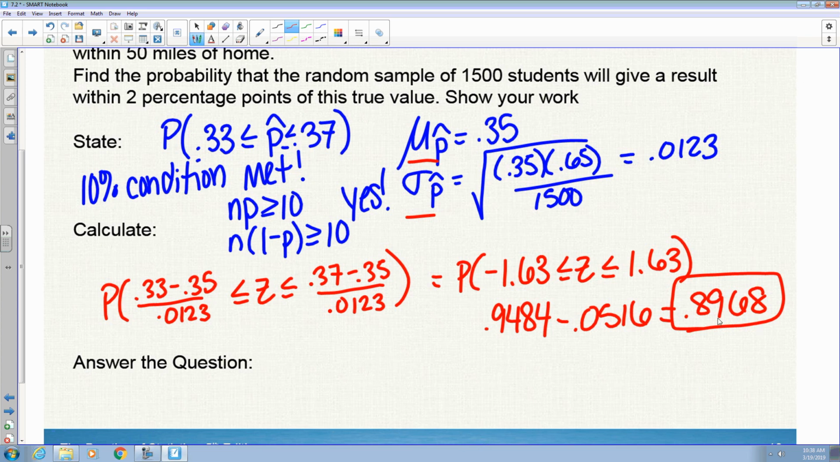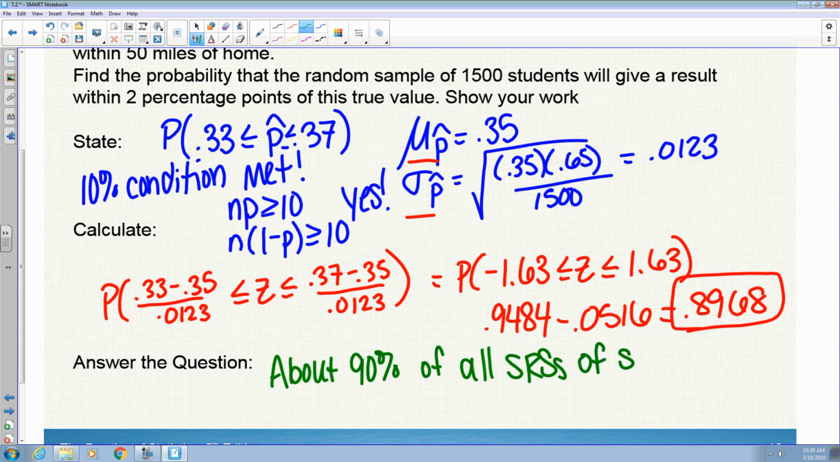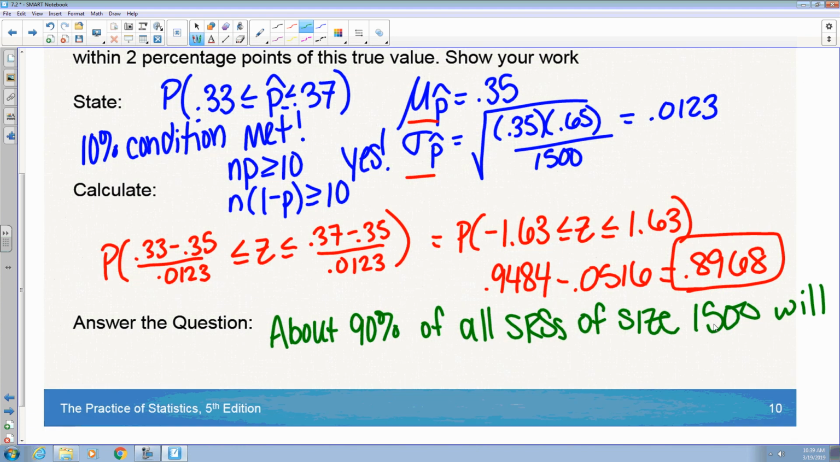So we got about 90% or so. About 90% of all simple random samples of size 1,500 will give us a result within 2 percentage points of the population proportion.